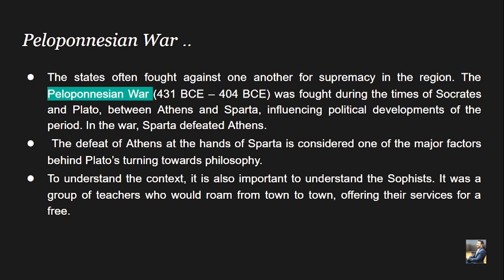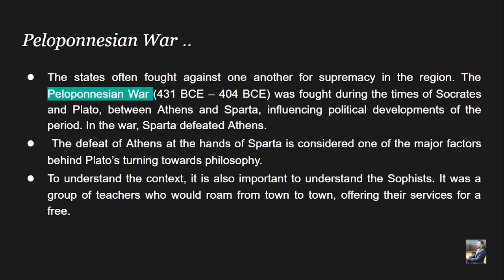So what is the Peloponnesian War? The states often fought against one another for supremacy in the region. The Peloponnesian War, which was fought in 431 BC to 404 BC, was fought during the time of Socrates and Plato, between Athens and Sparta, as I have already told you, influencing political developments of that period. This was the war which influenced most of the political development of Socrates, Plato, and his forerunners in Athens during this period.